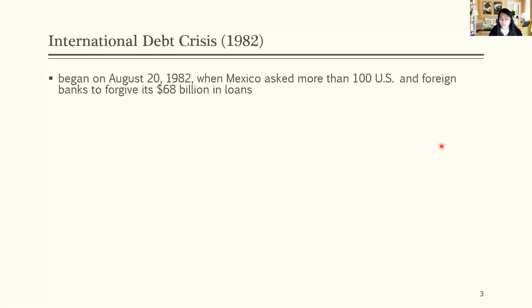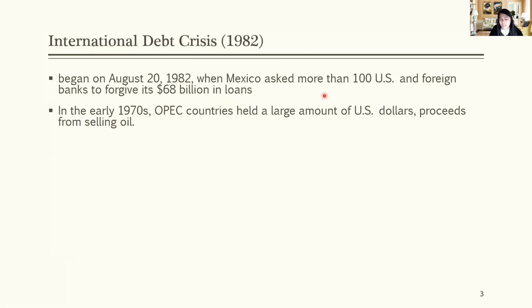So with the debt crisis in 1982, it happened in Latin American countries, okay? So the start of the crisis was in August when Mexico basically defaulted on their bonds. Okay, so the Mexican government defaulted on their government bonds.